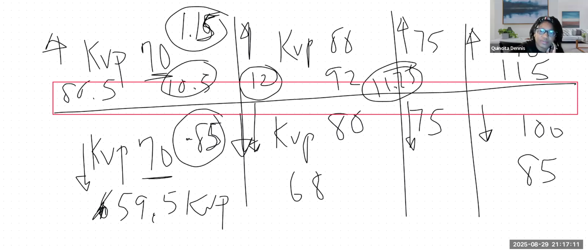86.25. And the other one is 75 times 0.85. 63.75. So about 63 kVp and 86 kVp. All right, did anyone get anything different?